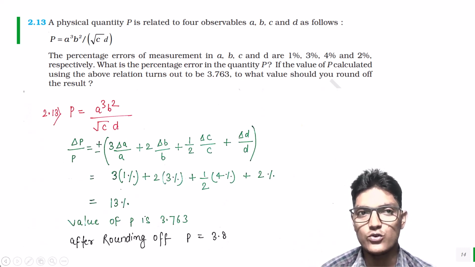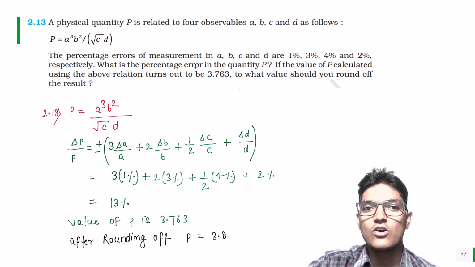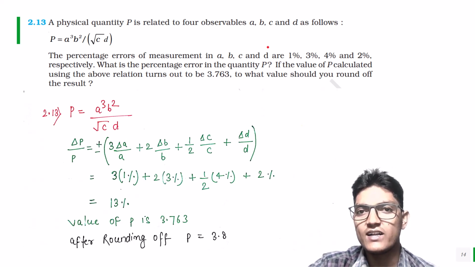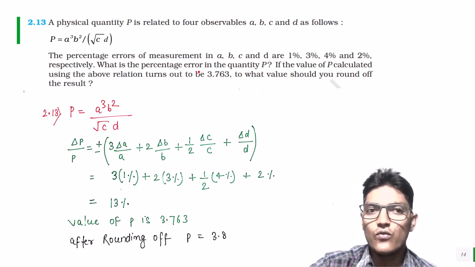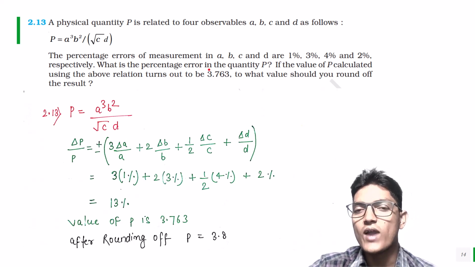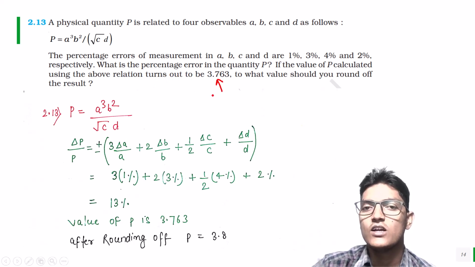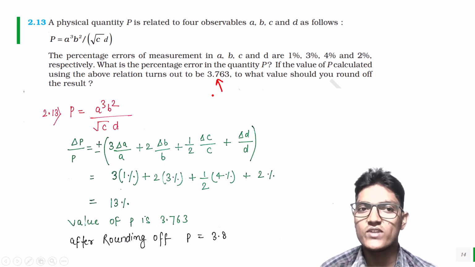P is equal to A to the power 3, B to the power 2 divided by root over CD. The percentage errors of measurement in A, B, C and D are 1, 3, 4 and 2% respectively. What is the percentage error in the quantity P if the value of P calculated using the above relation turns out to be 3.763? To what value should you round off the result?